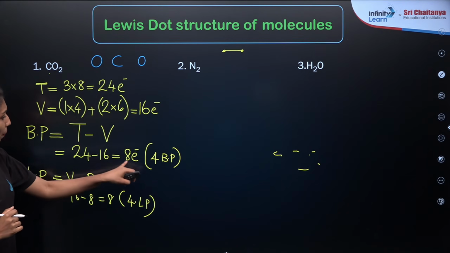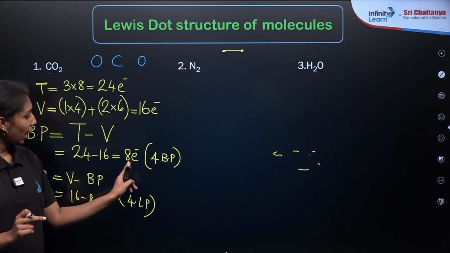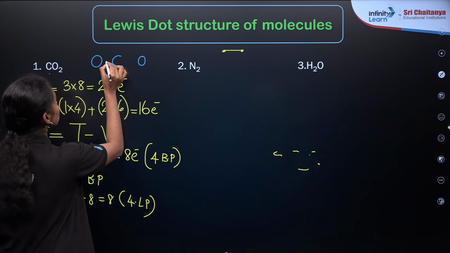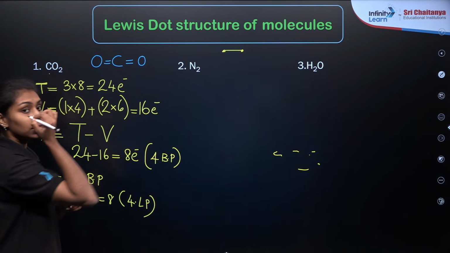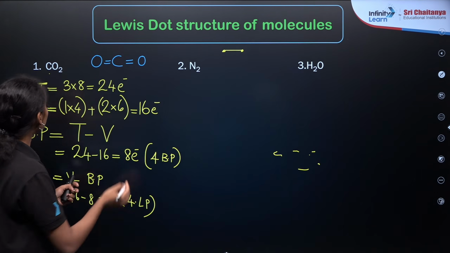So what is the total number of bond pairs here? 8 electrons, right? One bond represents 2 electrons. So 8 electrons means there are 4 bond pairs. So drawing a total of 4 bond pairs, right? Drawing a total of 4 bond pairs here. Now we need to identify the total number of lone pairs here, right?